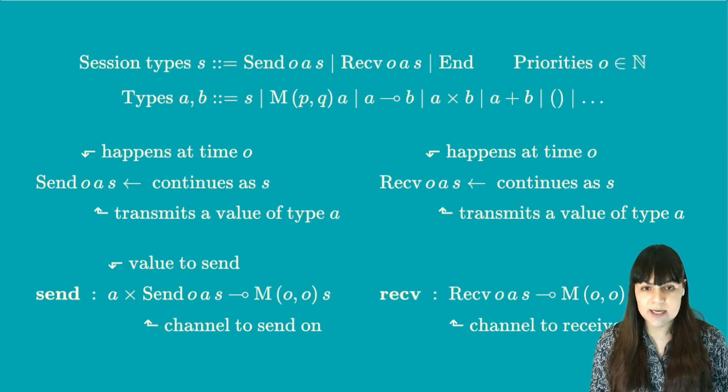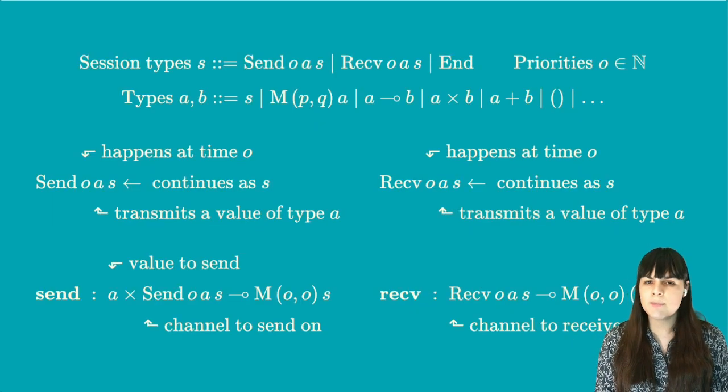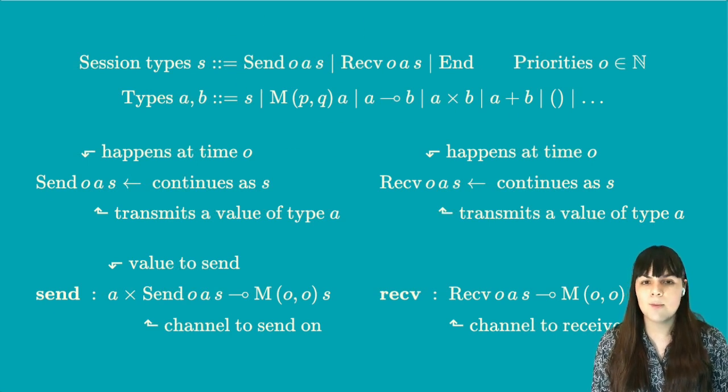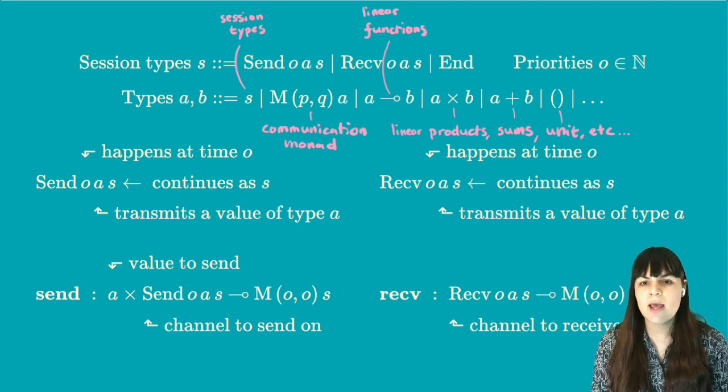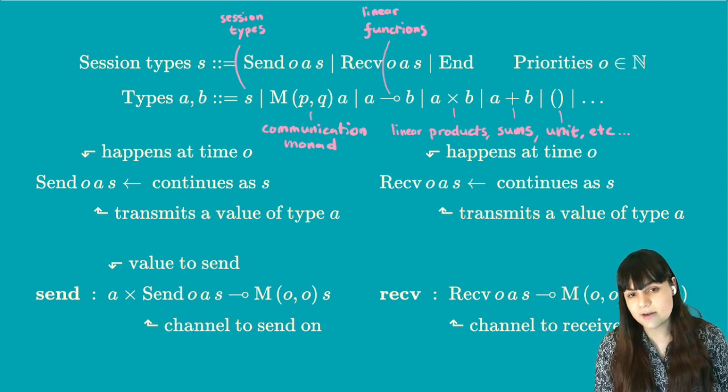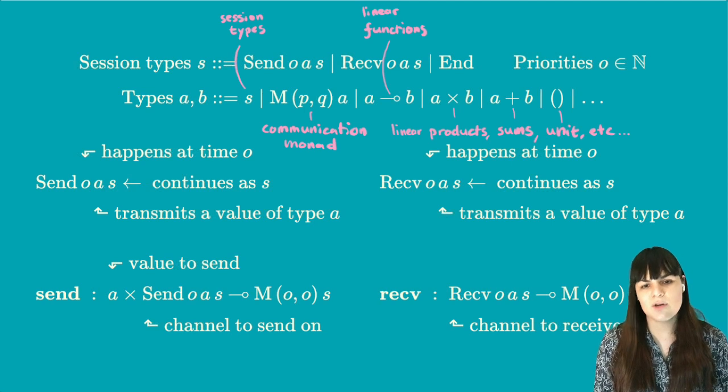Let's start by talking about types. Priority GV has 3 bits that are important to typing. It has session types, priorities, and value types. First, let's get the value types out of the way, since they're pretty standard. Value types consist of all session types and the communication monad M, more on those later, and the standard linear functions, linear products, linear sums, the unit type, etc. I mean, feel free to add your favorite types, but these are all the ones we need.